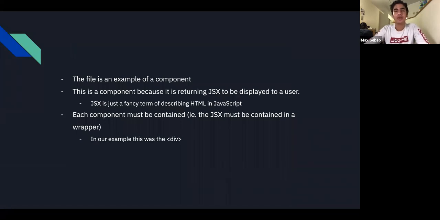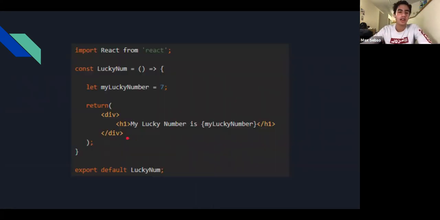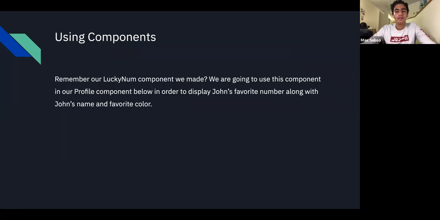This is important: each component, when we're returning JSX, must be contained in a wrapper. A wrapper is just a containment for our code. In this example, our containment wrapper is just a div tag. So normally with our JSX, we're going to be wrapping it with a div tag just because it's the easiest and most default. So moving on, components.